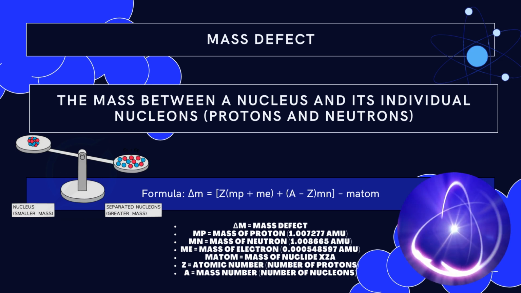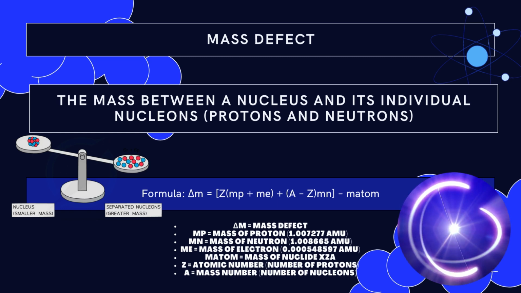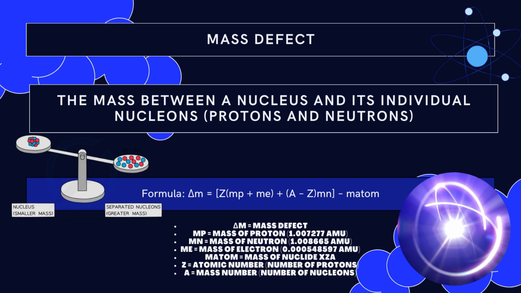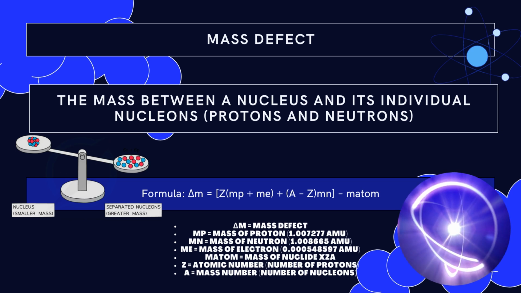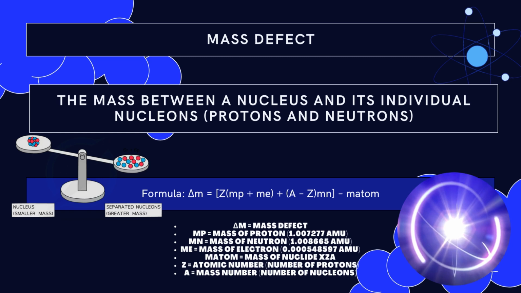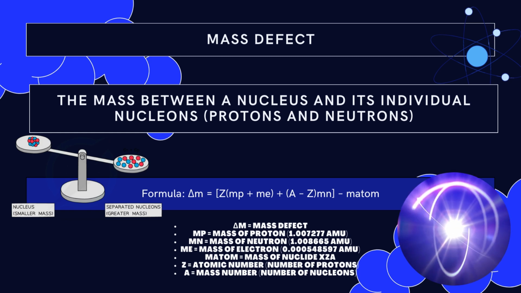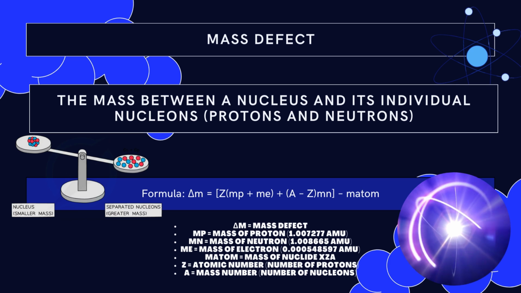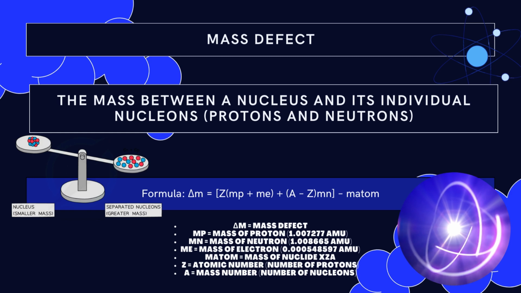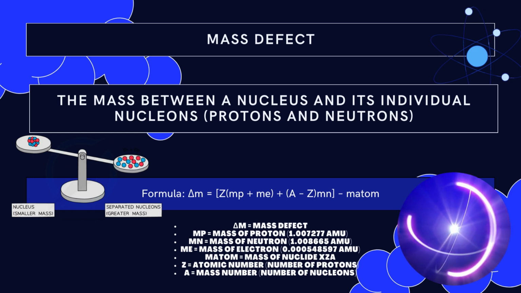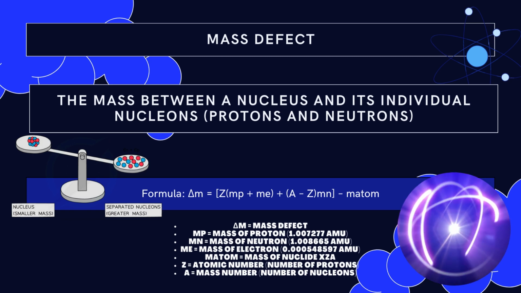Mass defect refers to the difference in mass between a nucleus and its individual nucleons, protons and neutrons. When nucleons come together to form a nucleus, a small amount of mass is converted into binding energy, according to Einstein's famous equation, E=mc². This binding energy holds the nucleus together. The mass defect measures the amount of mass converted into binding energy during the transformation of the nucleus. It is an important concept in nuclear physics, used to explain the energy released in nuclear reactions, such as in nuclear fusion and fission processes.